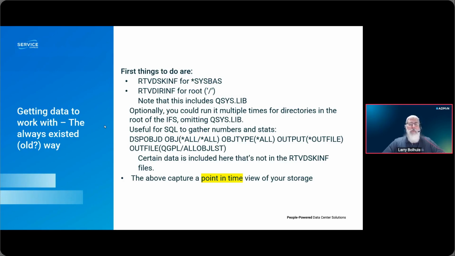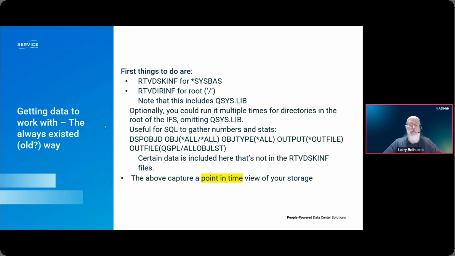So there's a way to get data of what's on your disk that's been around forever. We call this the always-existed or perhaps old way. You run the command Retrieve Disk Information for *SYSBASE, which is your system ASP, and then you retrieve directory information for the root of the IFS, the slash, which will include QSYS.LIB by default. You can run it multiple times if you want to make subsets of the data.